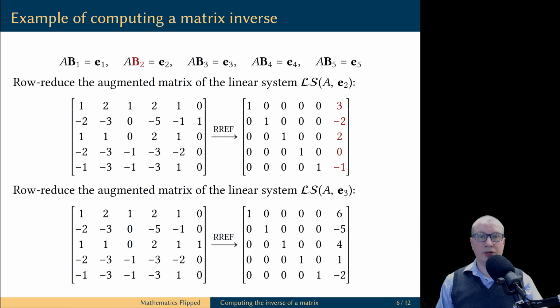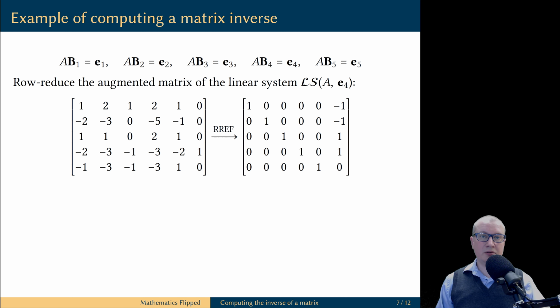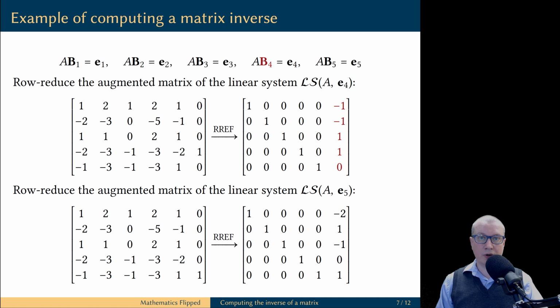We do the same for the third system. We construct the augmented matrix, we reduce the augmented matrix. We see that this system has a unique solution. This unique solution is given by the last column of the reduced matrix, and therefore the unknown vector B3 that we were looking for is equal to the last column of the reduced matrix. Now rinse and repeat. Linear system number 4, construct the augmented matrix, reduce. Notice it has a unique solution, so this unique solution is given in the last column, and so this is the vector B4. Finally, the last, fifth linear system, augmented matrix, reduce.